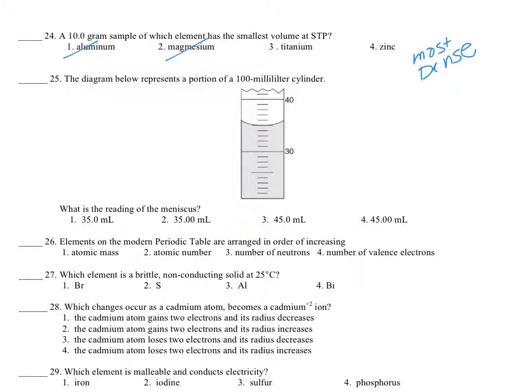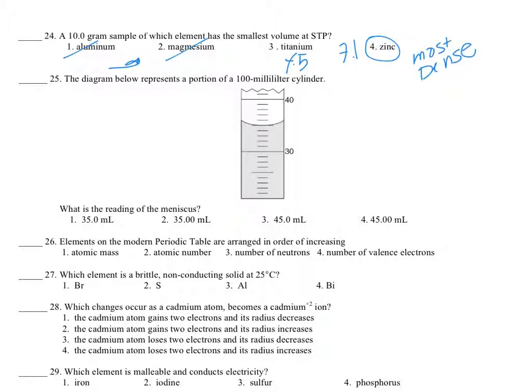So now we're to titanium and zinc. And if you aren't as familiar, you could actually look those up, which I would expect. Titanium has a density of 4.5, and zinc, the heaviest one of the bunch here, has 7.1, and is therefore your answer.